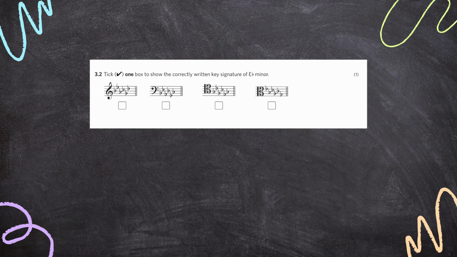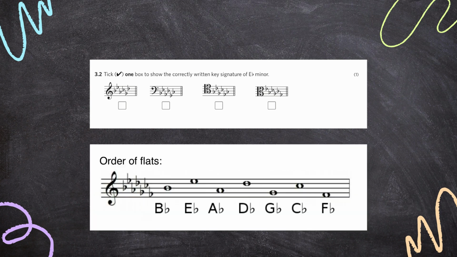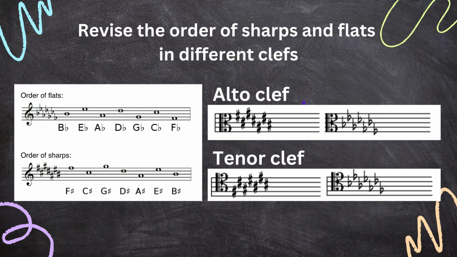In question 3.2, you need to choose the right key signature of E flat minor, which shares the same key signature as G flat major. The pattern of flats is like this. Therefore, the second one is the correct answer. Revise the order of sharps and flats in key signatures in different clefs before the exam.